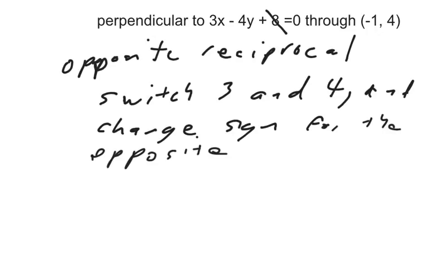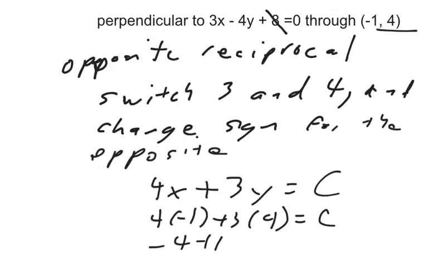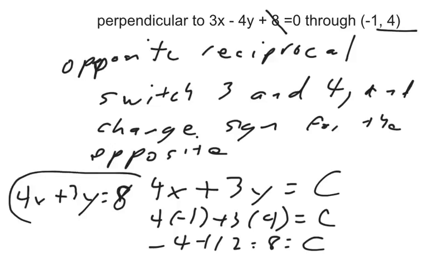So instead of 3x minus 4y, I'm going to have 4x plus 3y equals c. So when I plug in my number, 4 times negative 1 plus 3 times 4 from up here equals c, I'm going to get negative 4 plus 12 equals 8 equals c. So it just so happened to be 8, so we got 4x plus 3y equals 8. And there's my equation. So a few more examples on parallel and perpendicular lines for you.